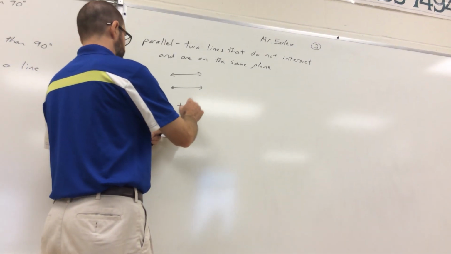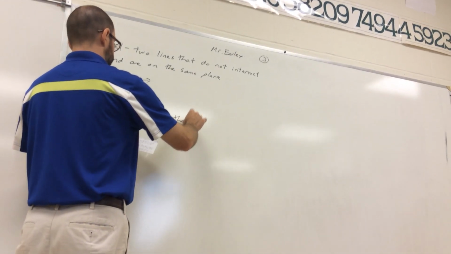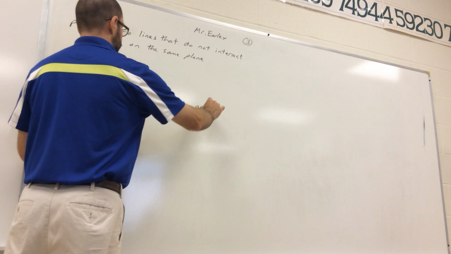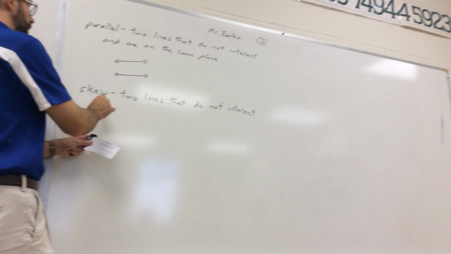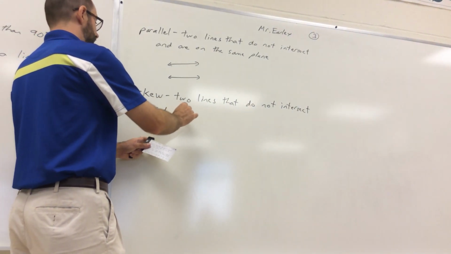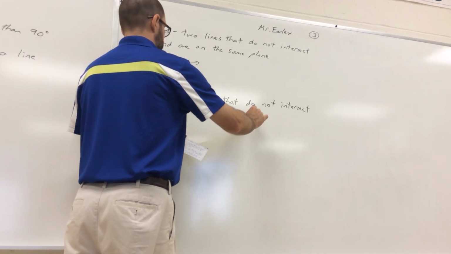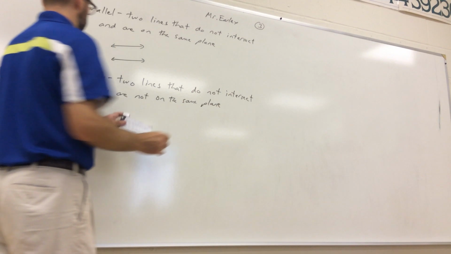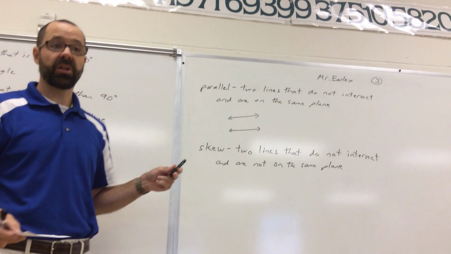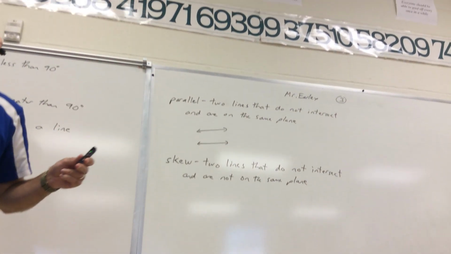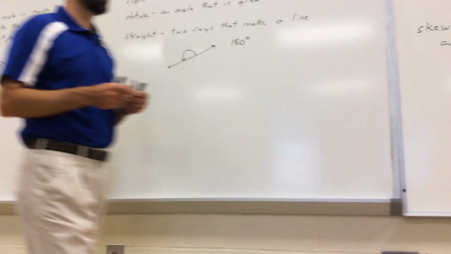And skew are 2 lines that do not intersect and are not on the same plane. Skew is 2 lines that do not intersect and are not on the same plane. So that's kind of tough to draw because the board is a flat surface.